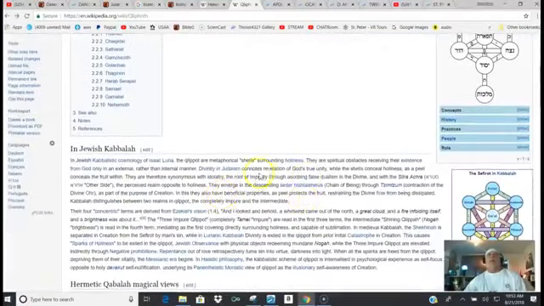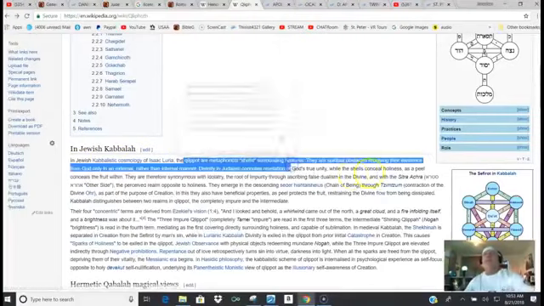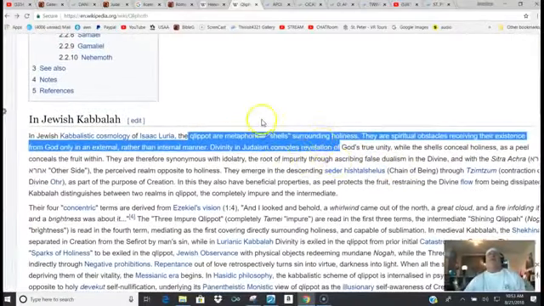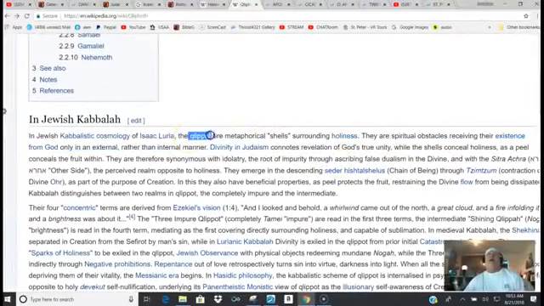Let me show you something. In Jewish Kabbalistic cosmology, the kelapot are metaphorical shells surrounding holiness. Here's where things take off, folks. The kelapot, which is your body, are metaphorical shells. Okay, remember what Romans 8 said? We're awaiting our adoption, the redemption of our bodies. The word redemption means the riddance of our slave body.